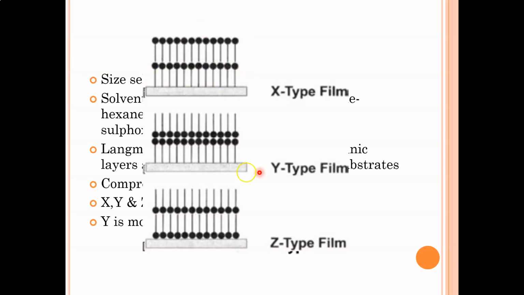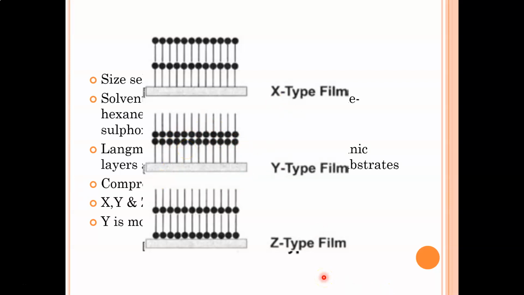In the Y type of film, the hydrophilic ends interact with each other and the hydrophobic ends are facing the opposite direction. This is the most common kind of film that you see. Something very similar you see in our plasma membrane also, wherein the hydrophobic tails are interacting with each other and the heads are facing the opposite direction. So Y-type films are very common in the natural environment.